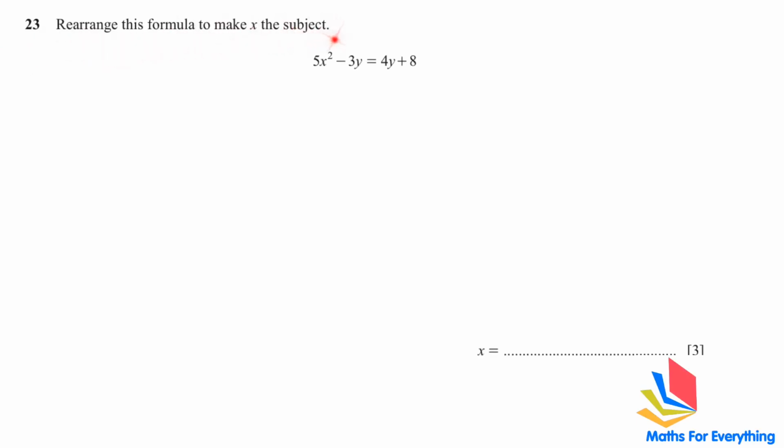Question number 23. Rearrange this formula to make x the subject. It's a very easy 3-mark question. So first, always check what you want to make the subject. Is it positive? Yes, our 5x square is positive. This negative 3, when we bring to the other side, will be positive 3y. So 5x square is equal to, add the like terms, 4y plus 3y will give us 7y plus 8.